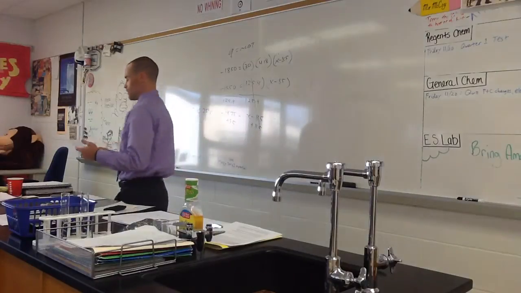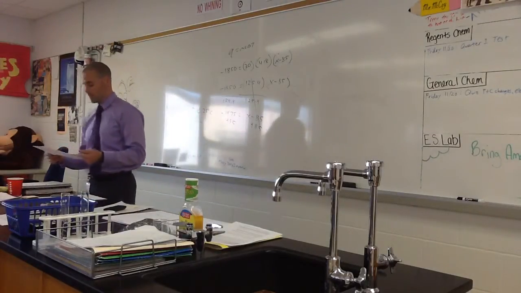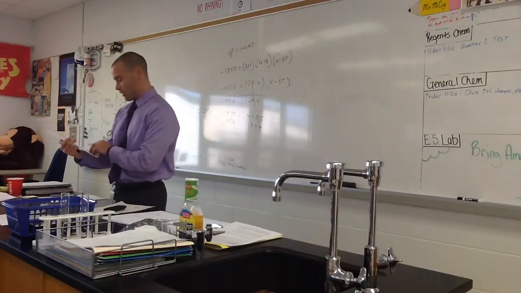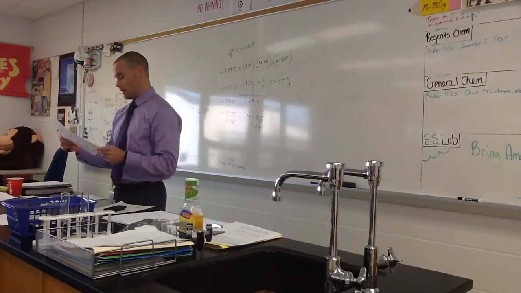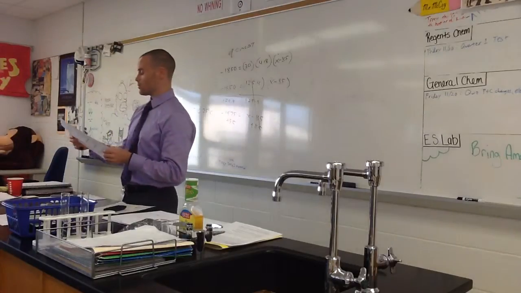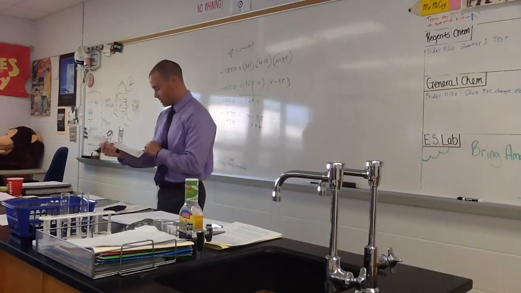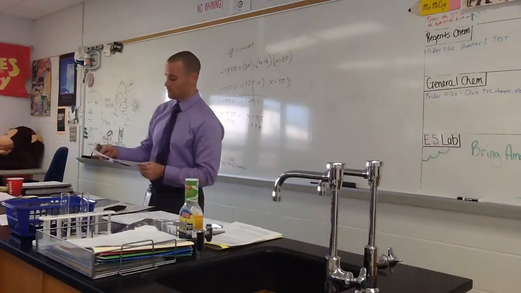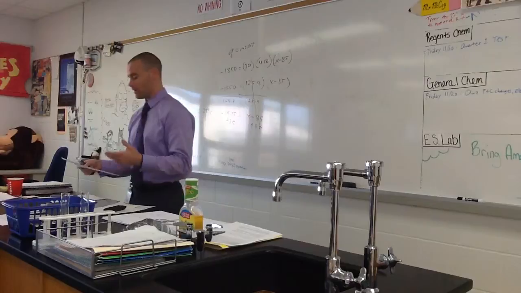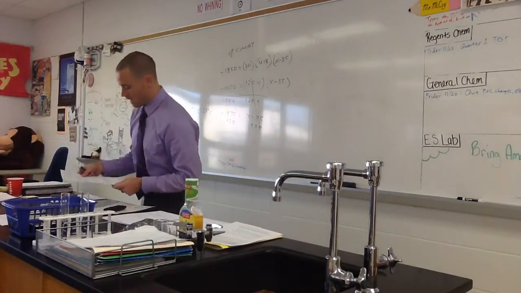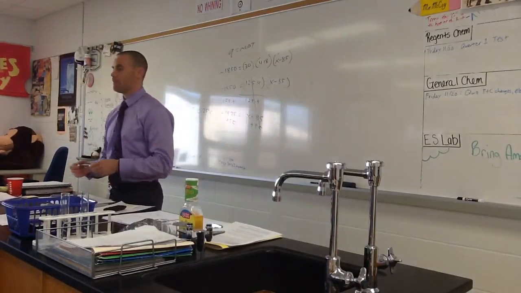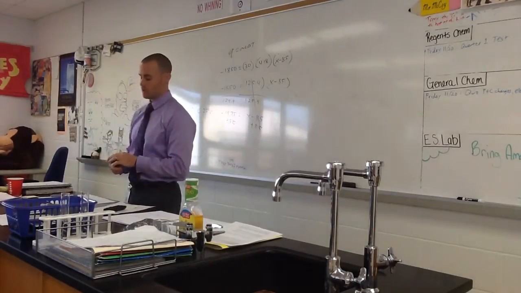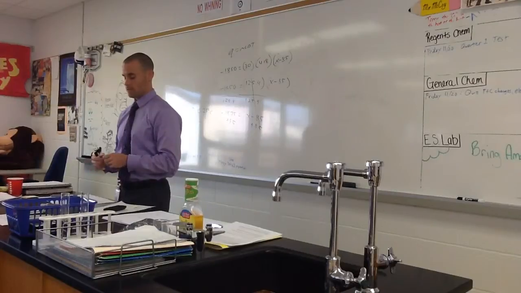50 grams of copper, 100 degrees for the hot copper. Mass of the water is 100 grams. The initial temp is 23.2, and the final temp is 26.3. Number 75, Q equals MC delta T is what you're using. It's 100 times 4.18 times, what's the change in temp? Final temp 26.3, initial is 23.2. So what is that? 3.1.